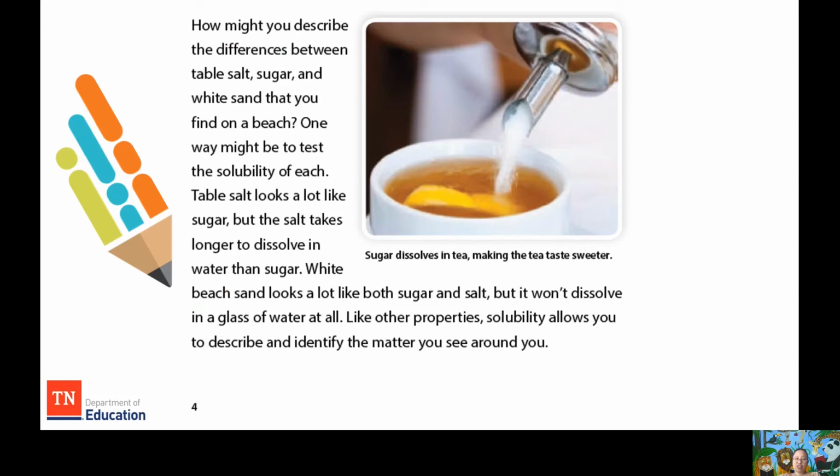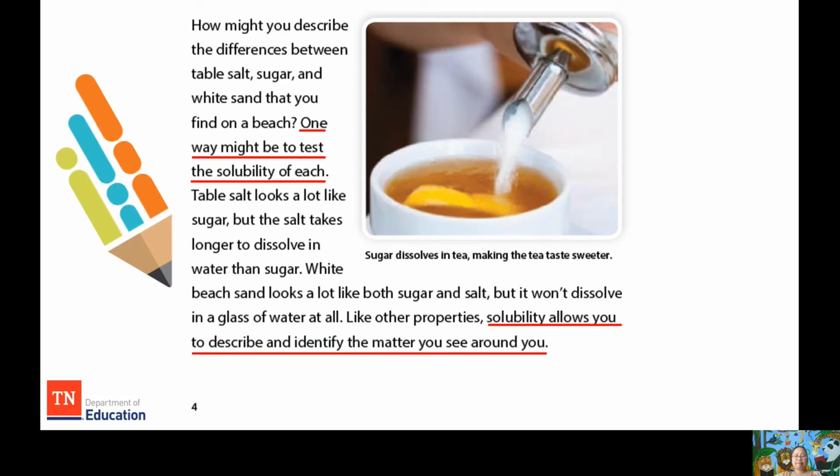Table salt looks a lot like sugar, but the salt takes longer to dissolve in water than sugar. White beach sand looks a lot like sugar and salt, but it won't dissolve in a glass of water at all. Like other properties, solubility allows you to describe and identify the matter you see around you.